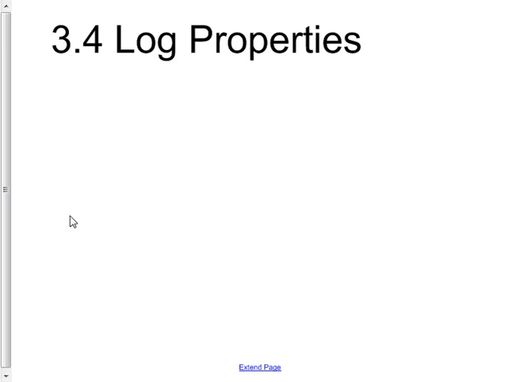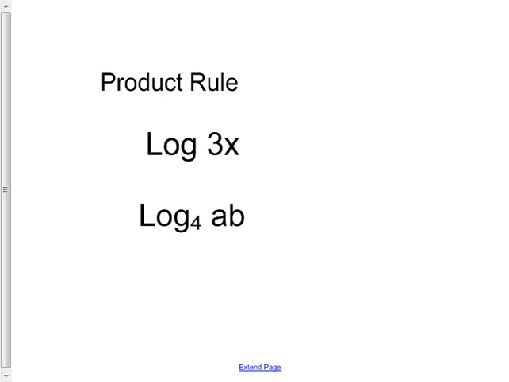The log properties. There's a few. Product rule. Write this one down. There are like three main ones: product, quotient, and the power function, or the powers rule. So the product rule says that if you have something that's a multiply, like this one, 3x, that means that you can break it into two parts.